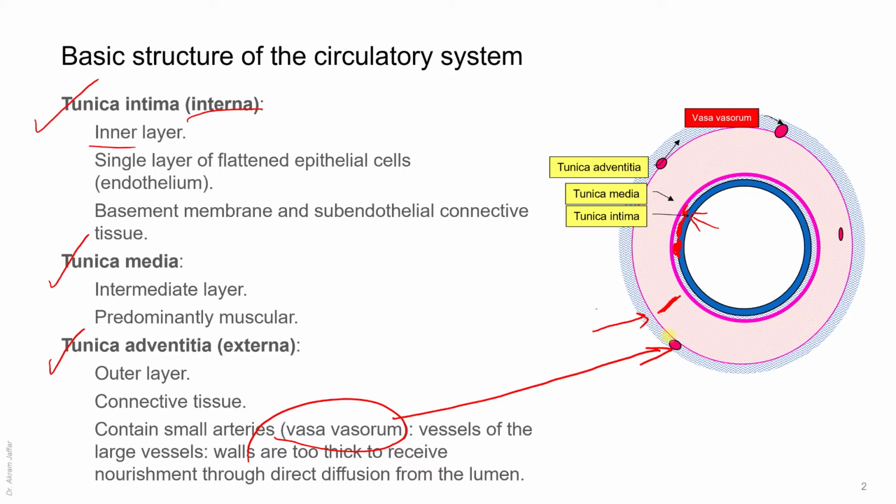And the reason is that the blood vessels are thick, and so the cells that are present in the wall cannot rely on oxygen that is present in the blood to reach them, and that's why they are supplemented by blood vessels in the wall. And this vasa vasorum in the heart is represented as coronary circulation, coronary arteries supplying the wall of the heart, the same idea.